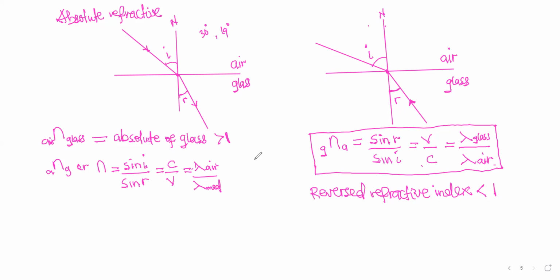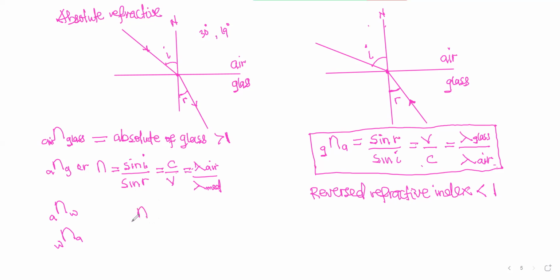So if it is from air to water, the absolute refractive index will be air to water, and its reverse refractive index will be water to air. Now, note that the product of the absolute refractive index of a material and the reverse refractive index is always equal to 1.